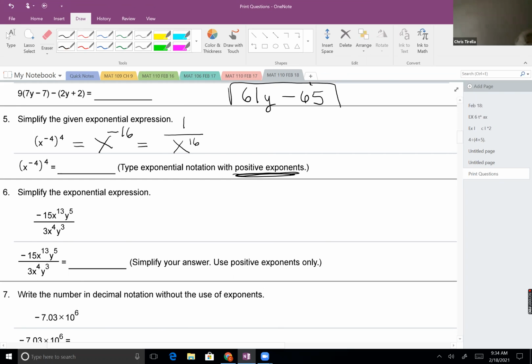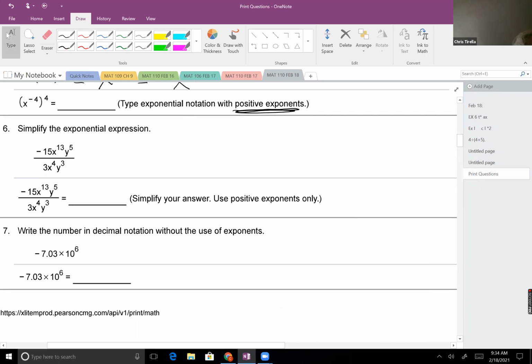Next one again asks us to simplify using our exponents. Answers can only have positive exponents in it. This looks like it's a fraction, so it's a division problem. So I'm going to take that negative 15 and divide it by 3. And then I'm going to pair up the common bases. X to the 13th divided by x to the 4th. Y to the 5th divided by y to the 3rd. Dividing negative 15 by 3 is negative 5.